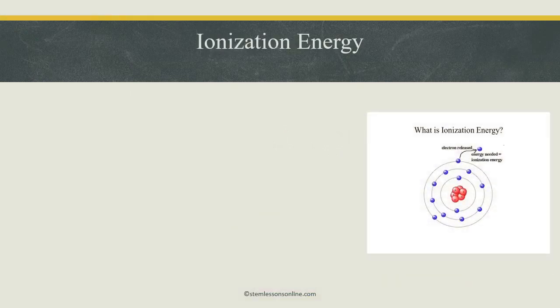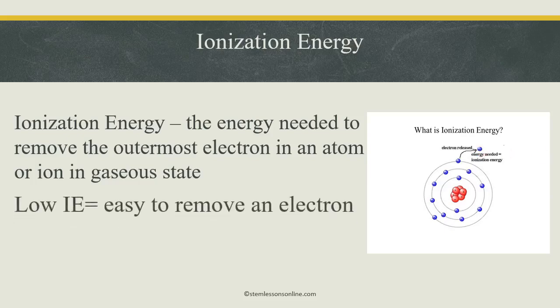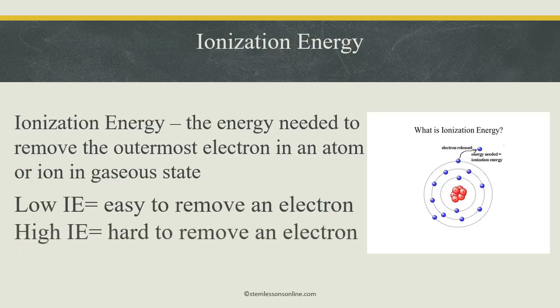Ionization energy is the energy needed to remove the outermost electron in an atom or ion in gaseous state. So the valence electron, how much energy is required to remove that electron is called ionization energy. If low ionization energy, that means it is easy to remove an electron. If high ionization energy, that means it's hard to remove an electron.